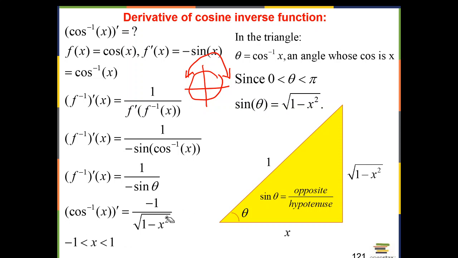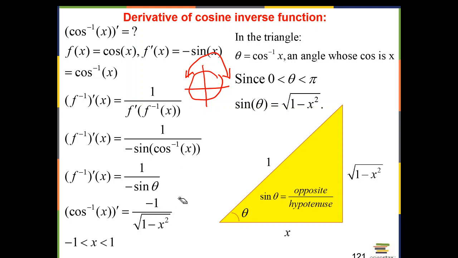So the domain of the derivative is different from the domain of the inverse, right? Why? Because the derivative is its own function. Functions can have a derivative over their entire domain, or maybe on part of the domain the derivative is not defined. That's okay. All right, and notice that the derivative of cosine inverse is negative.